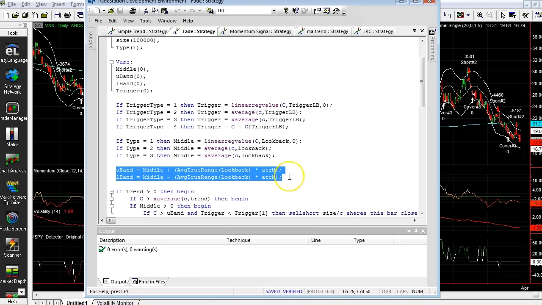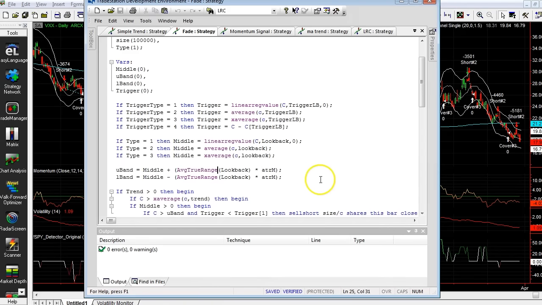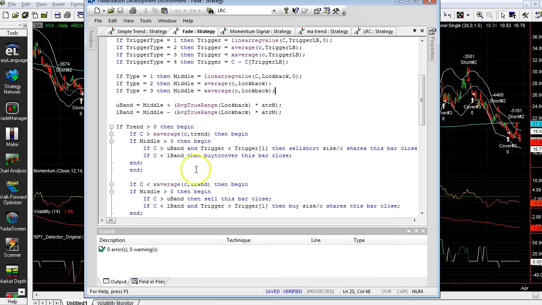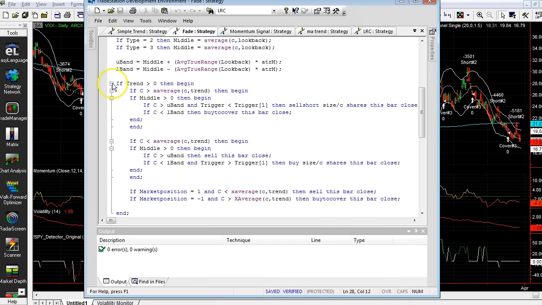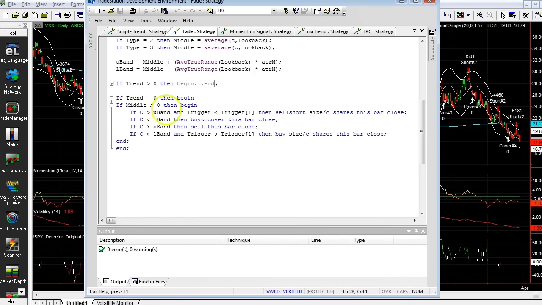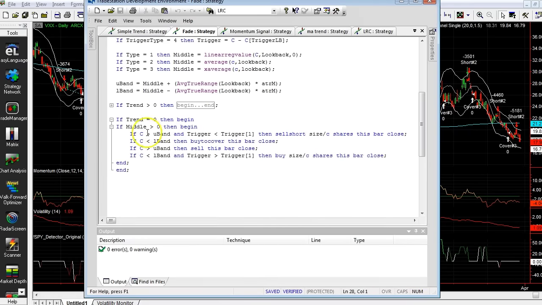Then I calculate the upper limits, so I'm looking for overbought, oversold conditions using ATR from the mean or the regression level. And then this is just the execution algorithm, this is a condition here if I want to use a trend, which did not work very well, so I'll just collapse that. So you can see it's actually quite short when we get rid of that one.